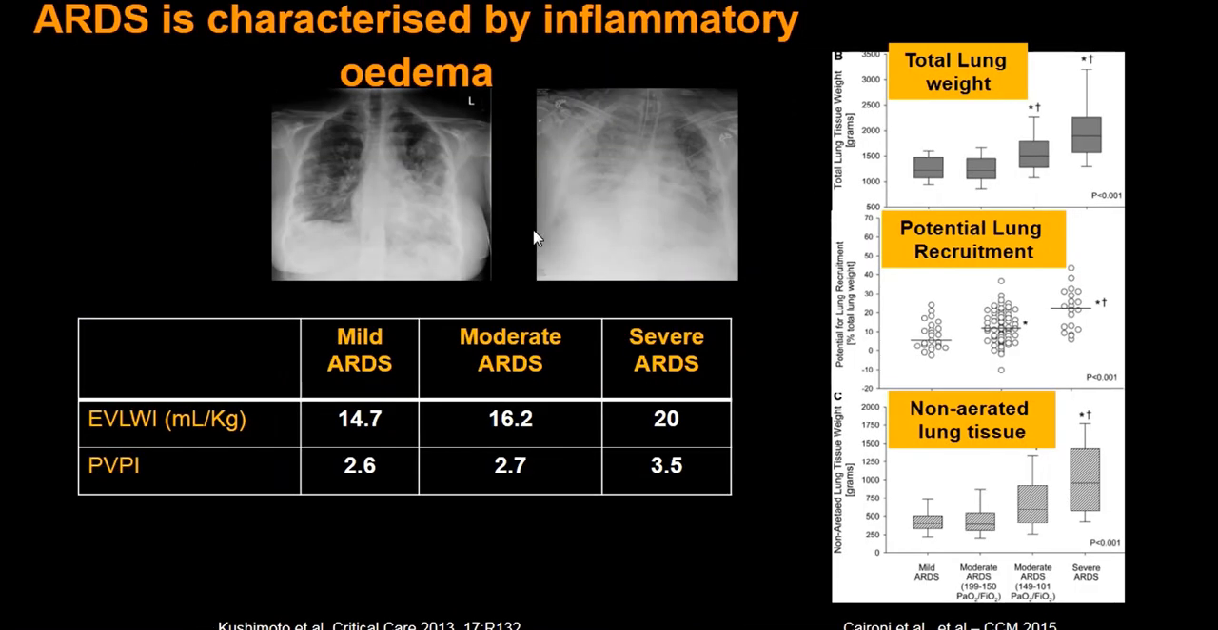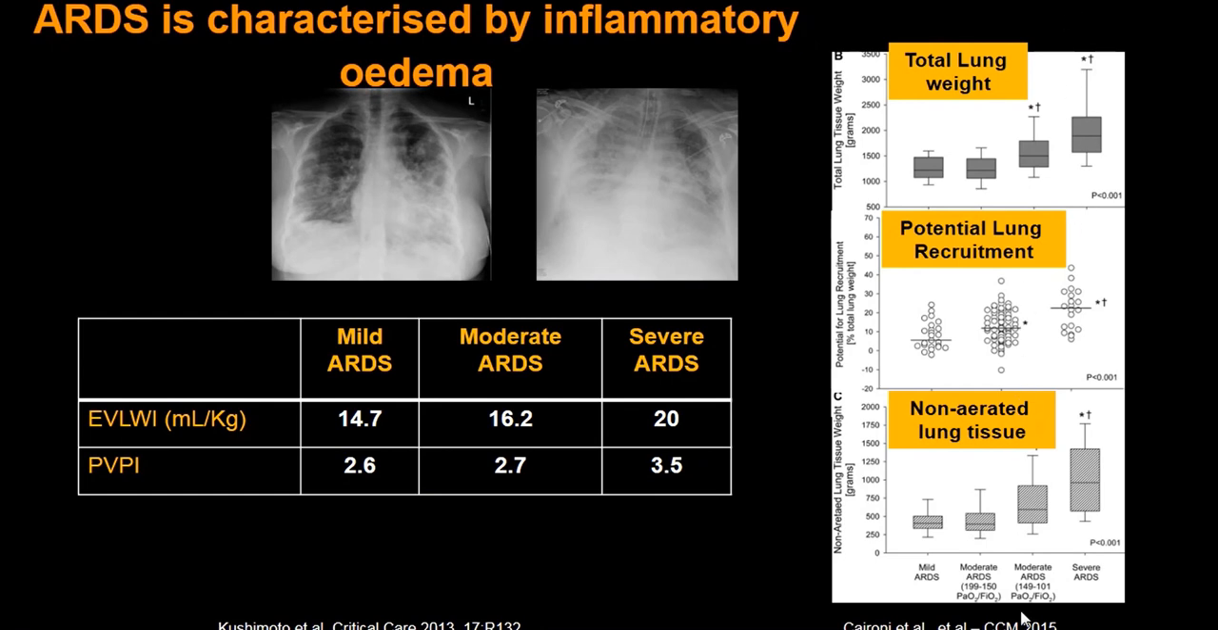So when we look at this picture here, chest X-rays of different severity, we can see that the lung edema, here measured as extravascular lung water, increases with increased severity of ARDS, and the vascular permeability of the lung increases, going from mild to severe ARDS. But what does that mean in terms of the bedside?